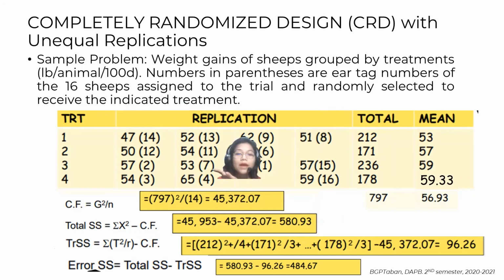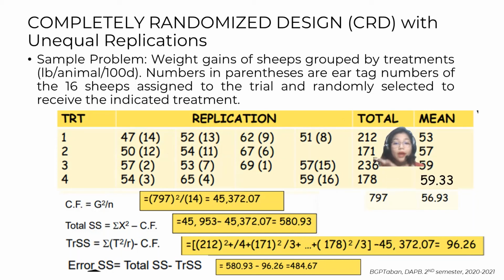So, same lang din po yung ating ginamit na data. Kukunin po natin yung total. Same lang po yung total ng treatment 1 kasi kompleto naman po yung ating sheeps. Treatment 3 din po, same lang din po yung total kasi kompleto yung ating sheeps. Kaso sa treatment 2 po, namatay o nawala po yung sheep natin na pang 4th replication. So, we add 50 plus 54 plus 67, it's 171. Tapos, 54 plus 65 plus 59, it's 178.